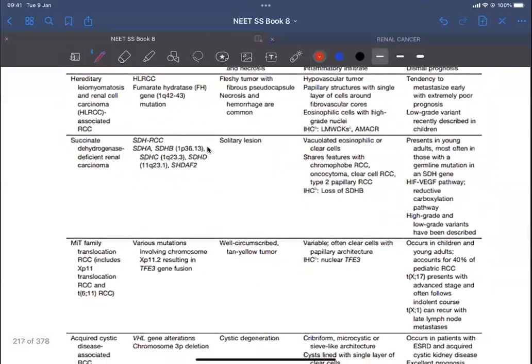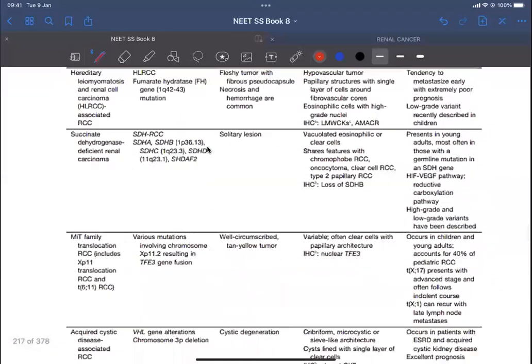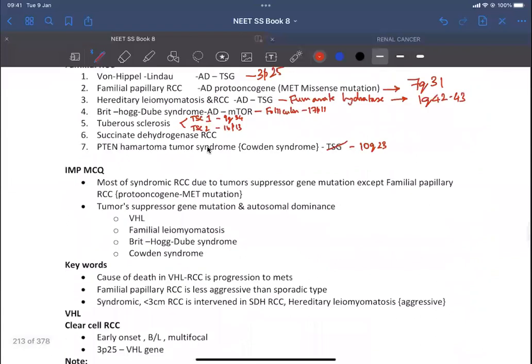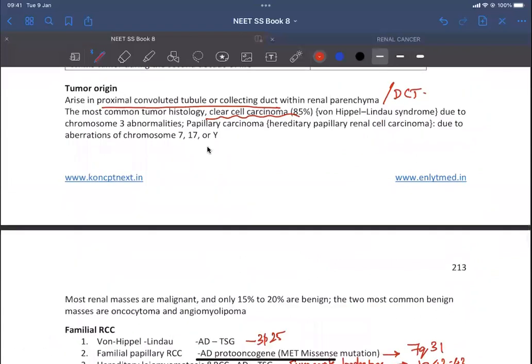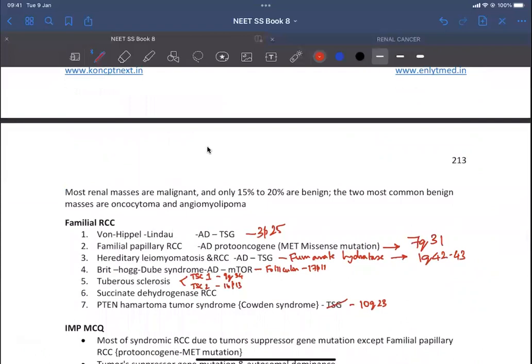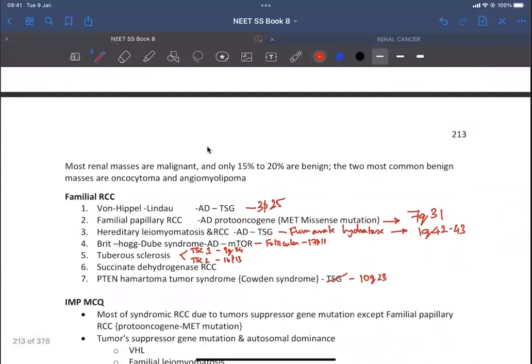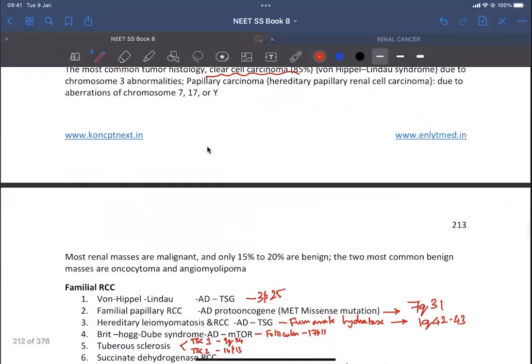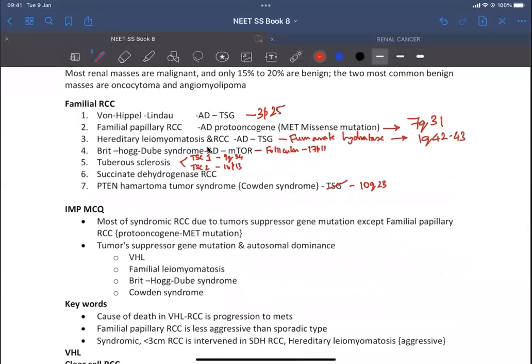Those are the four most common variants. To recap, clear cell, proximal convoluted tubule, VHL; papillary type 1, HPRC, also proximal convoluted tubule; papillary type 2, HLRCC, also proximal convoluted tubule; and you've got chromophobe type, which is associated with Birt-Hogg-Dubé syndrome, and it arises from the collecting ducts. So this is the most productive part from an MCQ point of view for renal tumors.